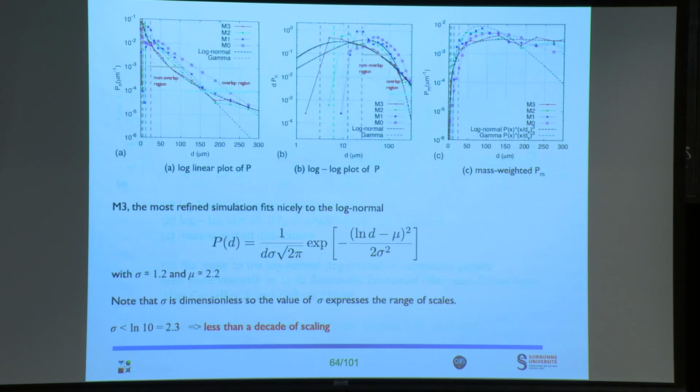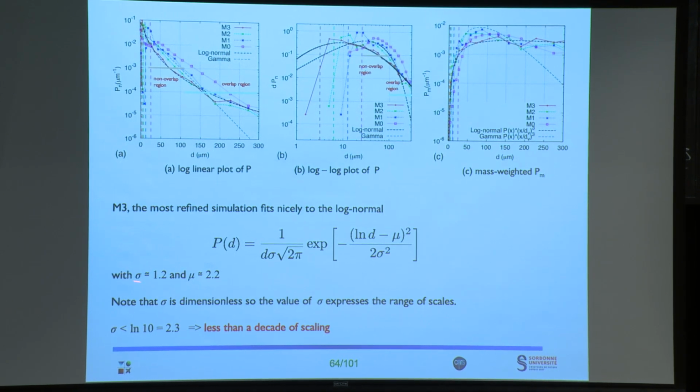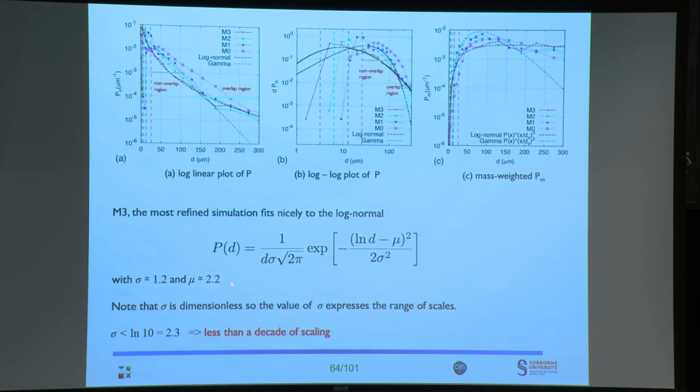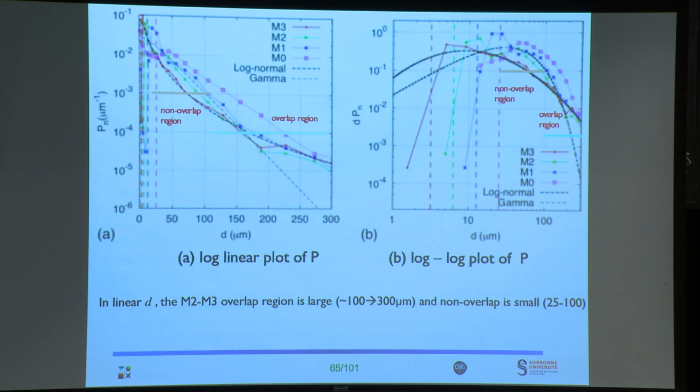In fact, if you look in more detail, this is the log normal. We fit with a standard deviation of 1.2 and an average of 2.2. The average is dimensional, but the standard deviation is dimensionless. If you have sigma smaller than 2, that means that you have less than a decade of scaling. So you don't have an enormous range of scaling.